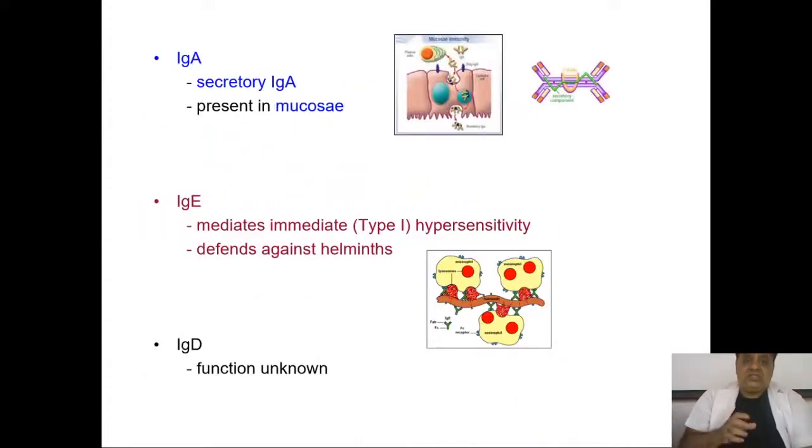IgA is secretory IgA, which is not much present in the blood, but these secretory IgAs are locally present in secretions. They are present in the mucosal secretions mainly, and they protect locally against foreign invaders. IgE antibody mediates one type of hypersensitivity, which will be taught to you in pathology. I'll just overview it in today's class also. And IgE is also an important determinant to respond against helminths. IgD's function remains unknown as of now.